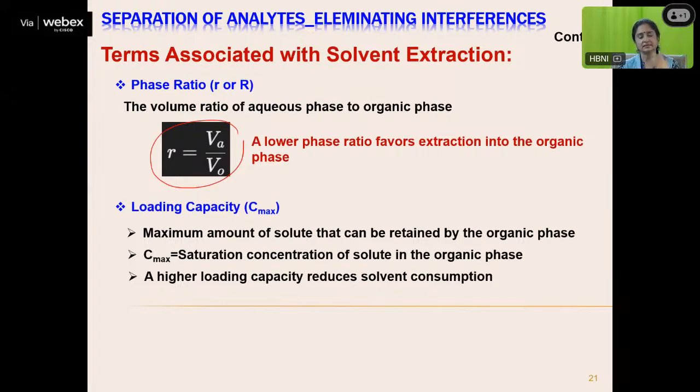Then there is loading capacity, the maximum amount of solute that can be retained by the organic phase. Here C max equals the saturation concentration of solute in organic phase. A higher loading capacity reduces solvent consumption.